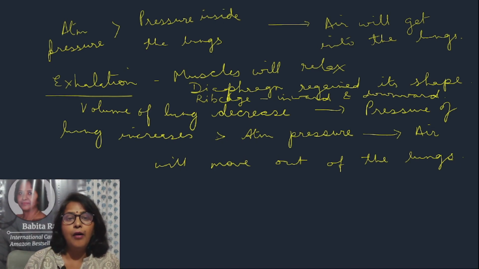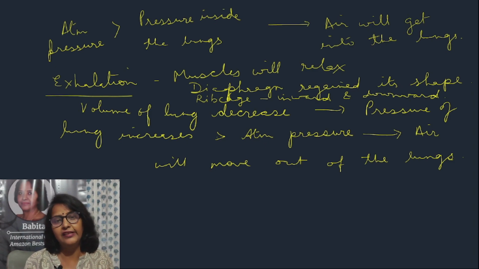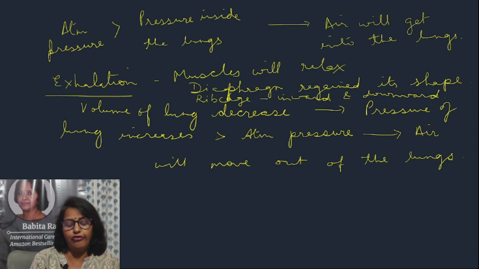This is the mechanism of breathing. Breathing is taking place mainly because of the muscles present in between the ribs and the muscles present between the diaphragm and the rib cage. So these two muscles are helping in the movement of air into the lungs and out of the lungs.